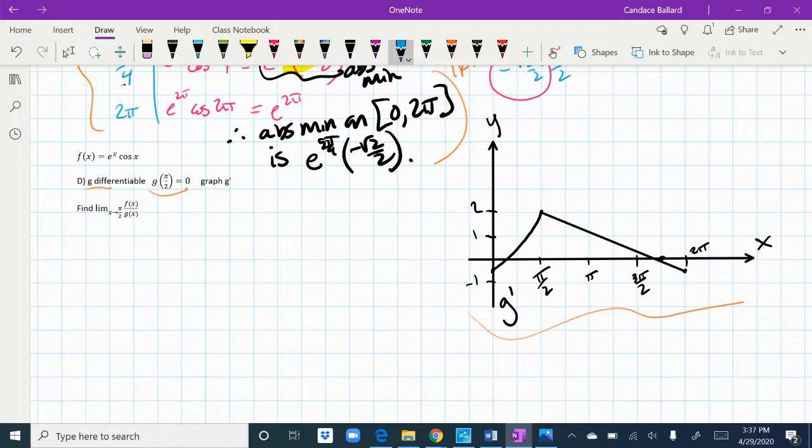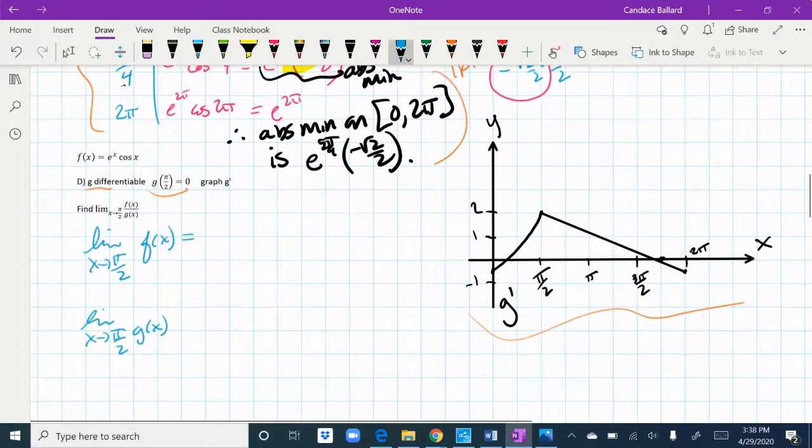So we're going to try to write it properly. I'm going to split those two limits up: the limit as x approaches pi over 2 of f of x, and the limit as x approaches pi over 2 of g of x.